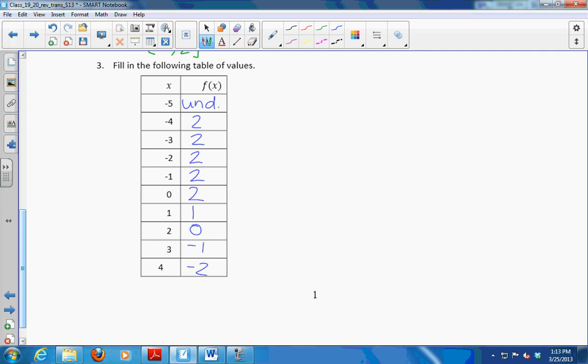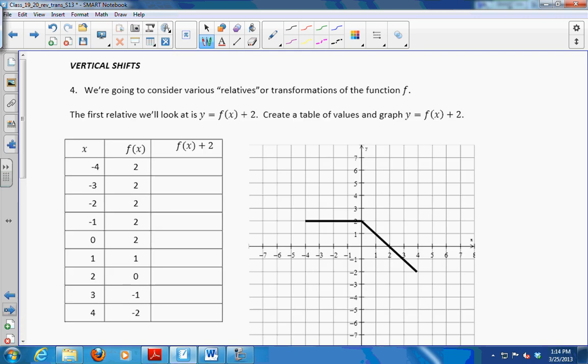So we can always refer back to this table if we need to know a value of f. We can also always just look at the graph, like we just did. So we can use either one to get y values if we know x values. We're going to be doing that throughout this lesson. All right, so the first thing we're going to talk about is vertical shifts.